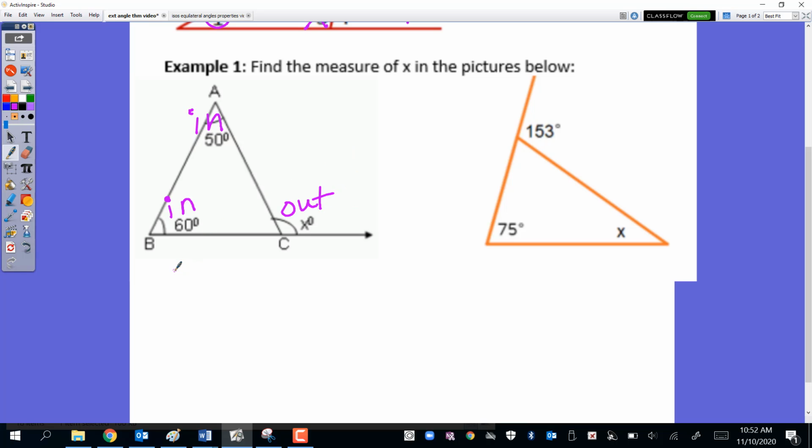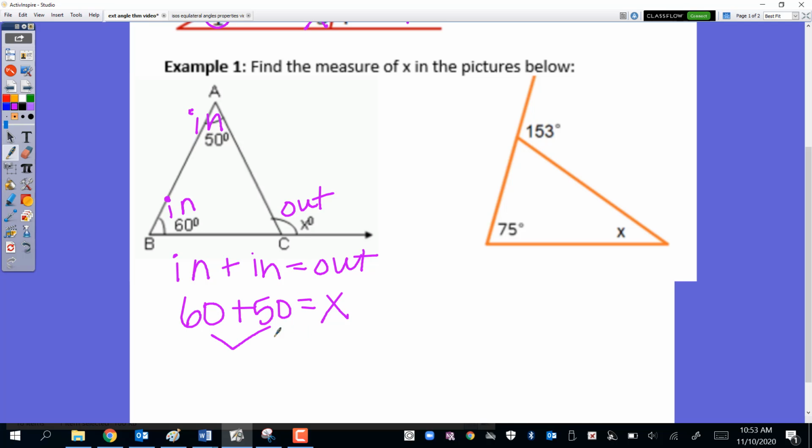Okay, so if I'm using the formula inside plus inside equals outside, let's put them where they go. So one of my insides was 60 plus my other inside was 50 equals my outside, which was x. So how do I solve this equation? Well, you just add 60 plus 50, and that turns out to be 110. And that is the measure of my outside angle. I just added the numbers together, and that's the number on the outside. Easy.